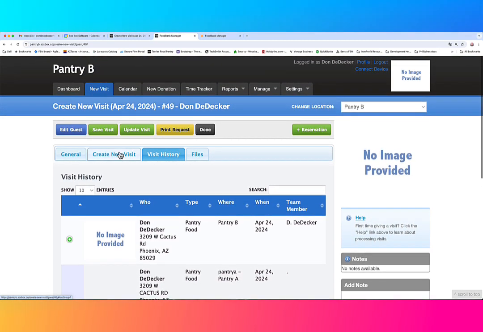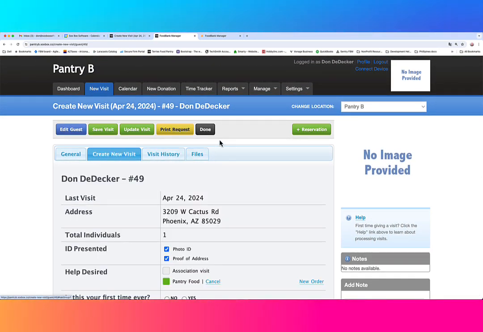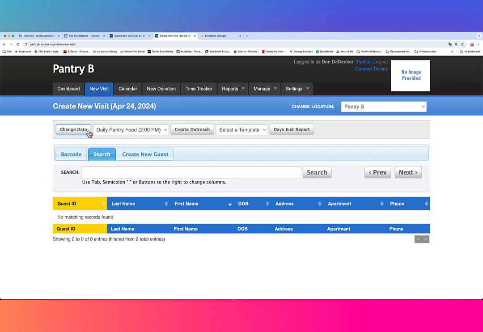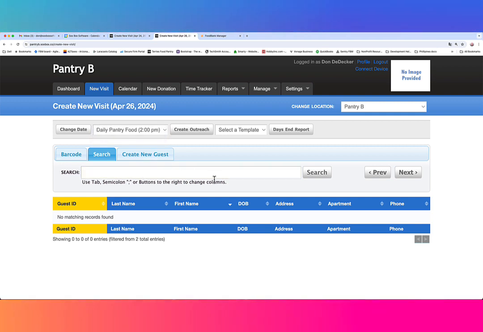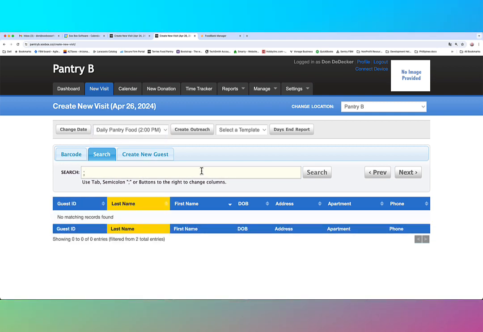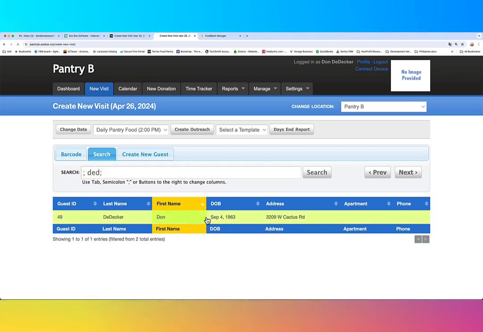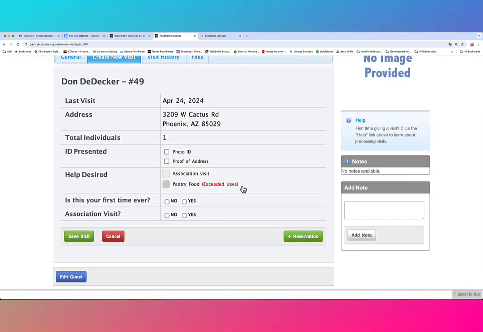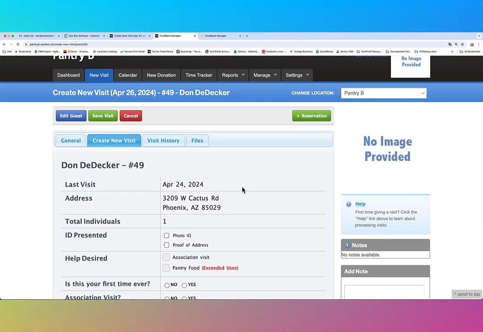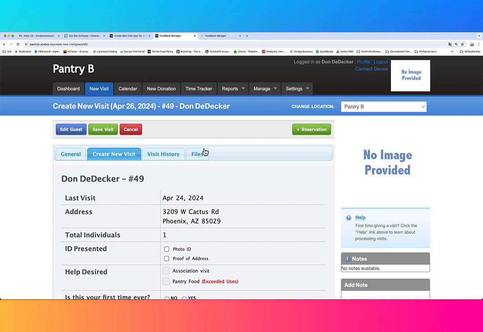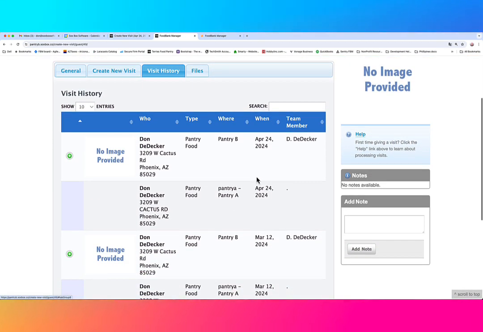Now, what's going to happen if I try to give food to Dawn maybe tomorrow? So let's change the date. Let's say a Friday distribution. We're doing our standard distribution. I'm going to pull up, and Dawn shows up. Here's Dawn, right? Dawn comes to get food, and now he's in exceeded uses. Now, remember we talked about them being allowed 2 visits in a week for Pantry B. So if I look at history, I can see that in the week of April 24th, he has 2 visits, but one's at B and one's at A.